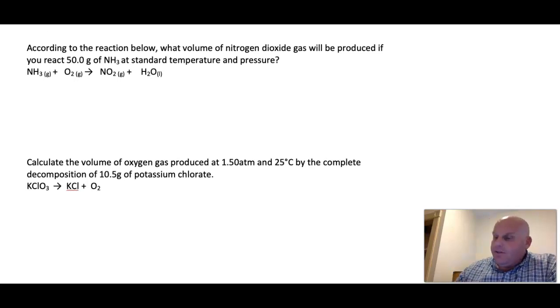You may have noticed in the first problem, we have a reaction that is at standard temperature and pressure, or STP. And in the second reaction, we have a pressure and temperature given to us. This is the distinction between the two types of gas law problems. We have some that are at STP, and we have others that are at pressures and temperatures different from STP. And how we approach these is going to be slightly different in each case.